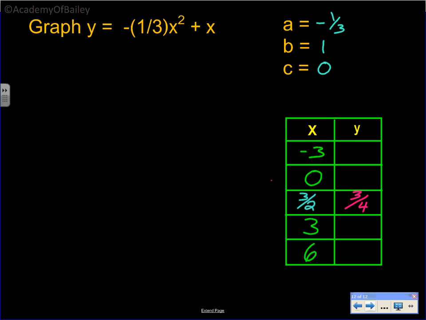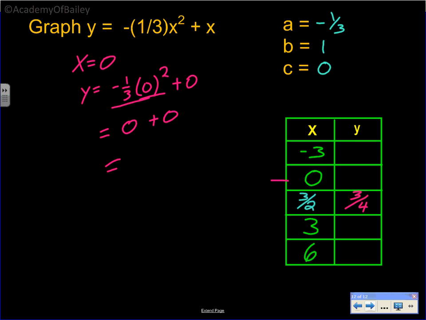So let's look here. I'm just going to let x equal 0 because I like working with 0. y is going to be equal to negative 1/3 x squared plus x. And we know 0 squared is 0, and 0 times negative 1/3 is going to be 0, plus 0, which is 0. And we probably should have known that because, well, c is 0, so right there is the y-intercept.